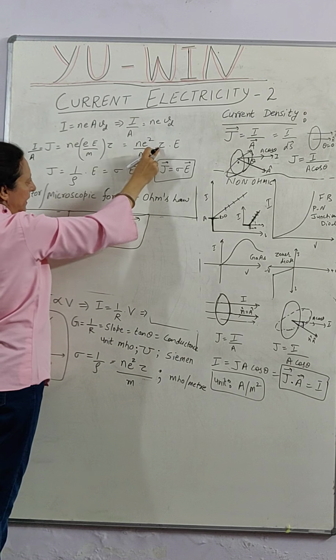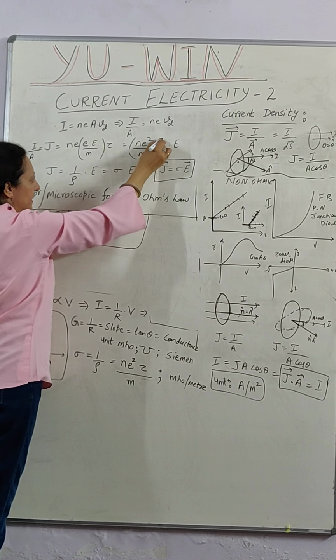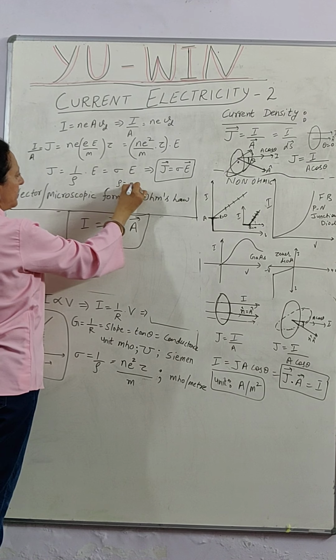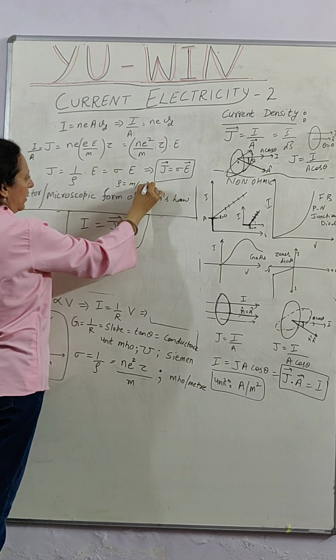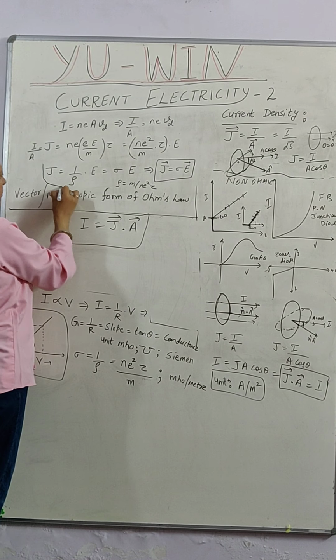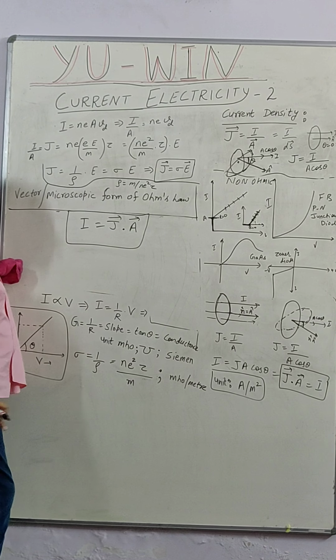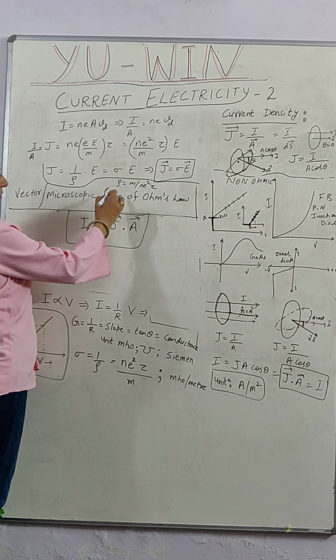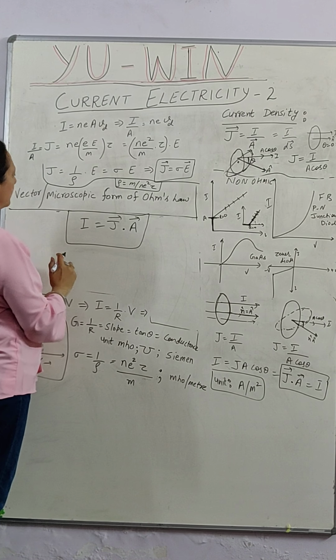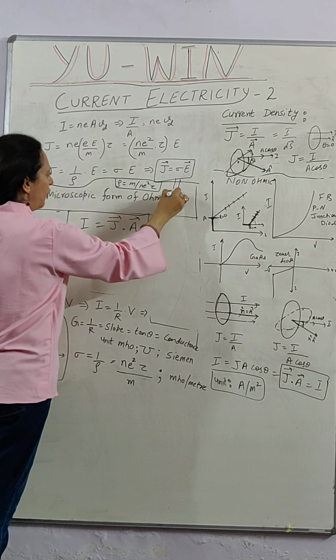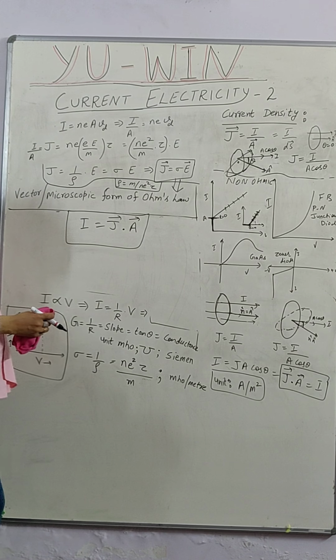And what is Ne square by M into tau? This collectively is basically 1 upon rho, because rho is equal to M upon Ne square tau. So if rho is equal to M upon Ne square tau, then J is equal to 1 by rho into E, and 1 by rho is nothing but equal to sigma, and we call J is equal to sigma E, and J is equal to sigma E is nothing but the microscopic form of Ohm's law. We also call it the vector form of Ohm's law. Sometimes it comes into the marker as the microscopic form of Ohm's law.